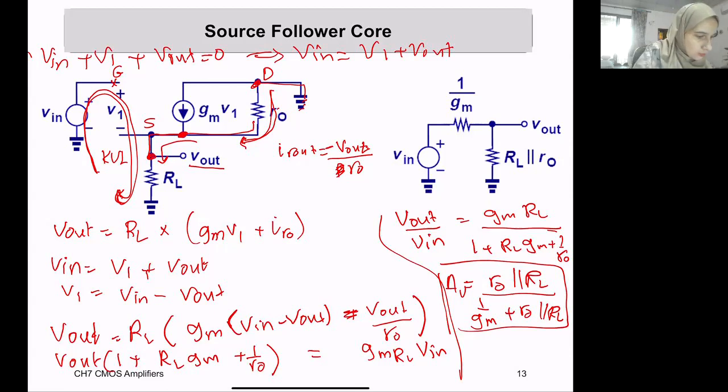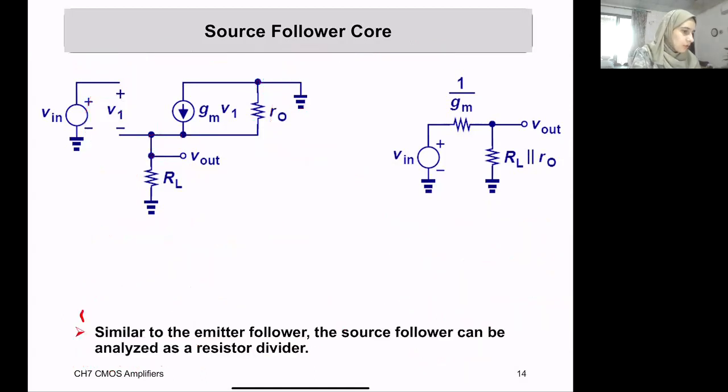We need to keep in mind that it depends on the parallel combination of R out with RL divided by 1 over Gm plus R out in parallel with RL. Now you know that 1 over Gm is a very small value, and therefore this approaches 1. It's less than 1 but very near to 1. It depends on how large R out in parallel with RL is and how small 1 over Gm is. But it's not greater than 1, it's smaller than 1. So this is the relation.